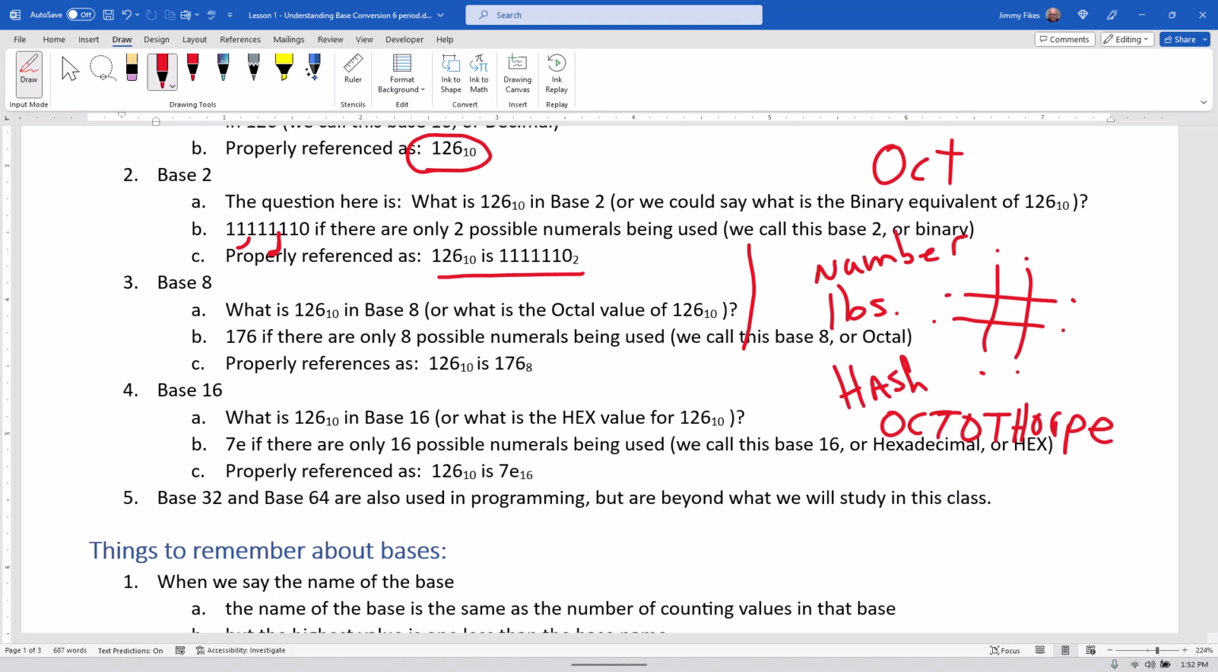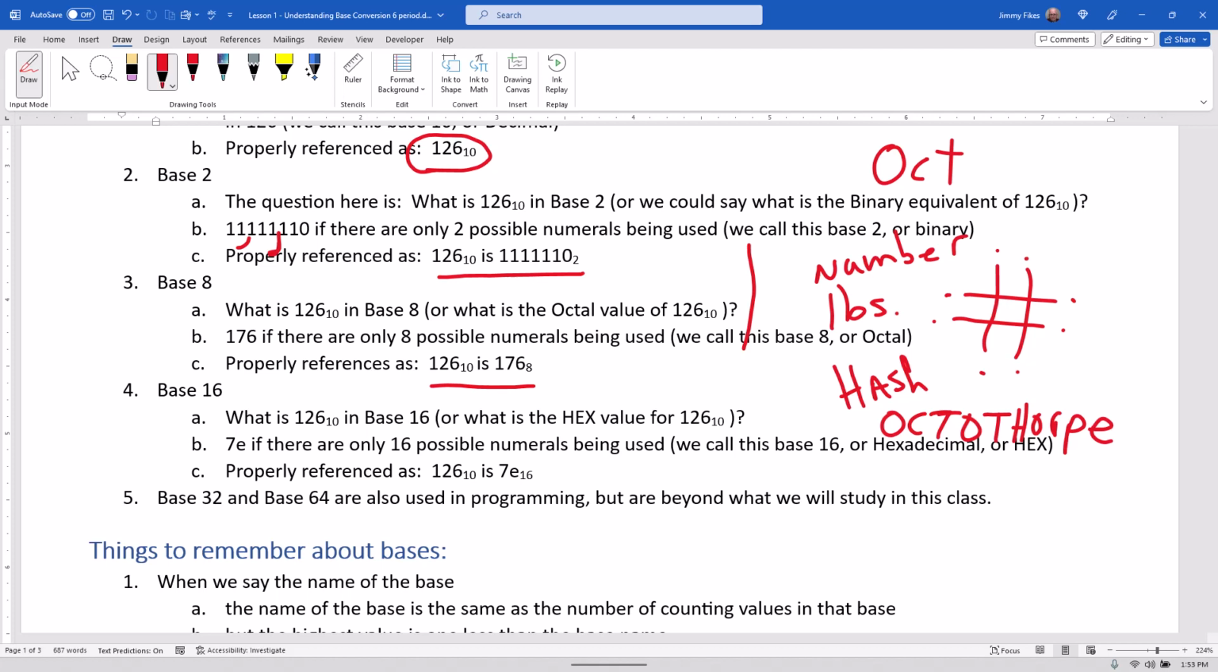Okay, so the way that we would express this, look at 3C, is that we would say as a programmer, 126 base 10 is 176 base 8. That's the way you'd want to say it. Now, do programmers, when they're talking in meetings, ever say that 126 is 176 base 8? Yeah, they do. Is it technically correct, though? No, it's not. So you'll never say something like that. You always say 176 base 8.